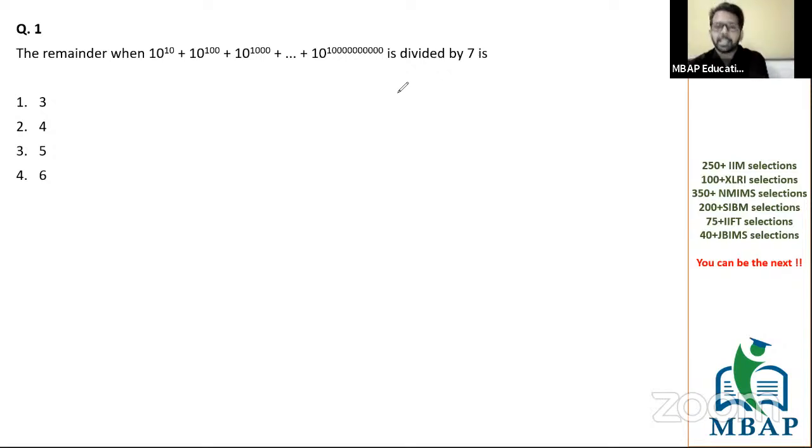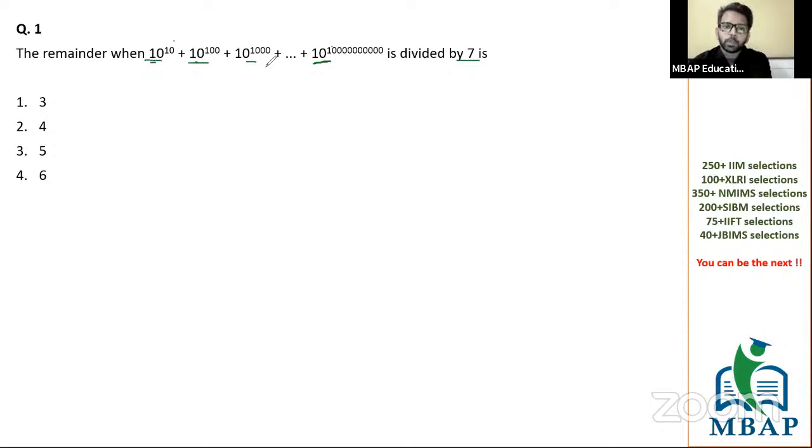provided you have the right insight of what number system is all about, provided you know what divisibility rules are all about, because all the values have the base of 10. It starts with 10 raised to 10, goes till 10 raised to 10 zeros. So, cool. And the question is to find the remainder when this value is divided by 7.